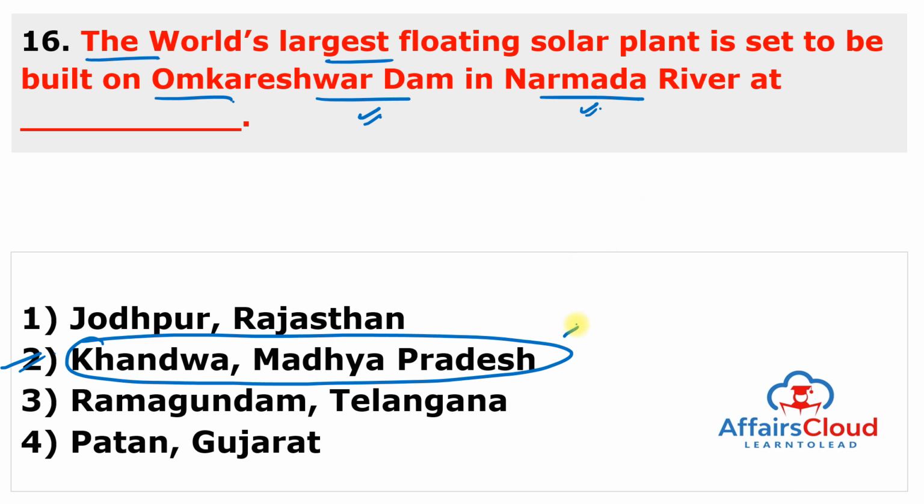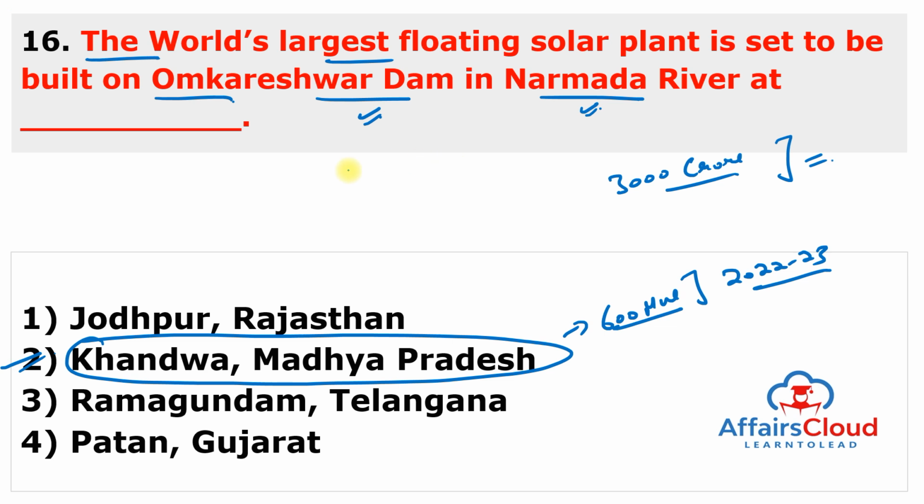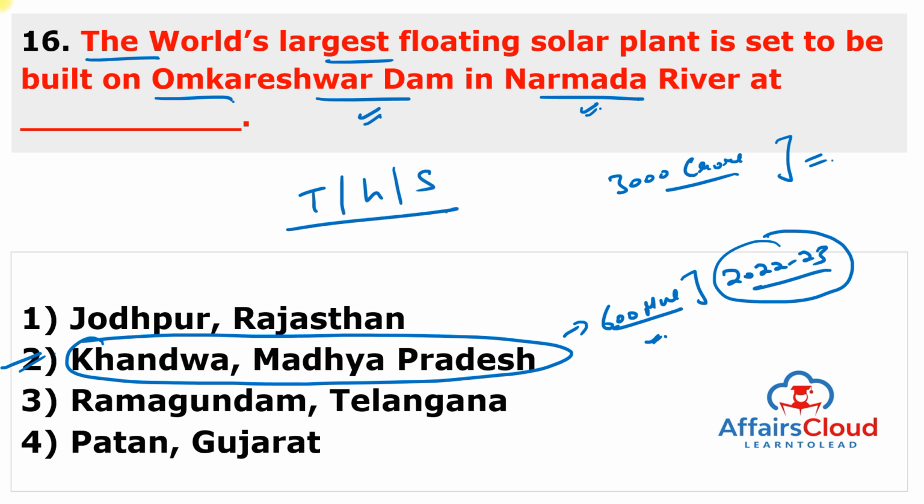Madhya Pradesh, and it will generate 600 megawatt power by the year 2022-23, and the estimated cost of this project is around 3000 crore rupees, and it will target to increase the power generation capacity across Madhya Pradesh and also address the electricity availability issue in this region. And the plant will help generate 600 megawatt power by the year 2022-23. And with the new floating power plant in Khandwa, it will become the only district in Madhya Pradesh to have thermal power station, hydel power station and solar power station. So remember, only district in Madhya Pradesh to have thermal power, hydel power and solar power station.